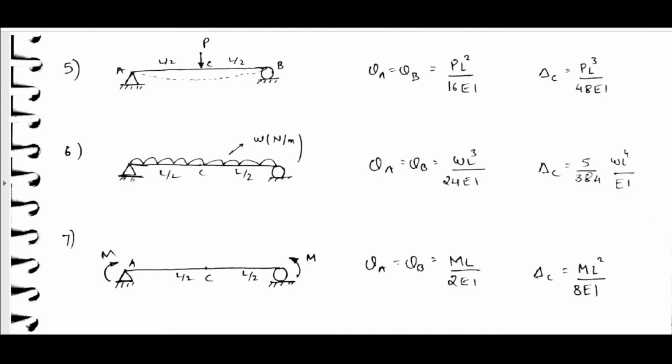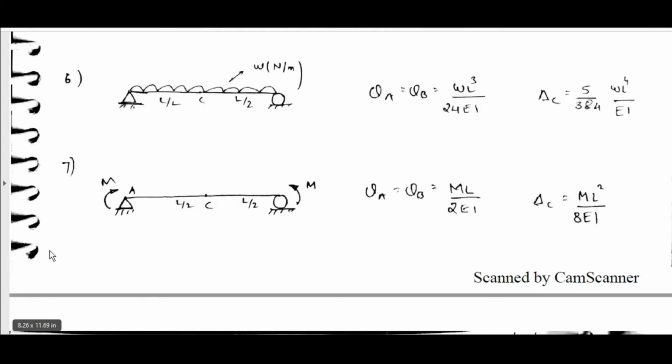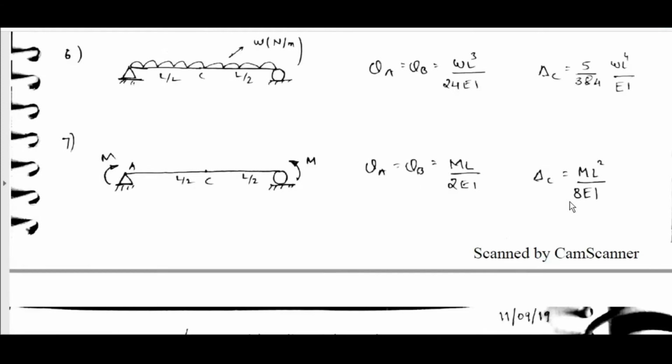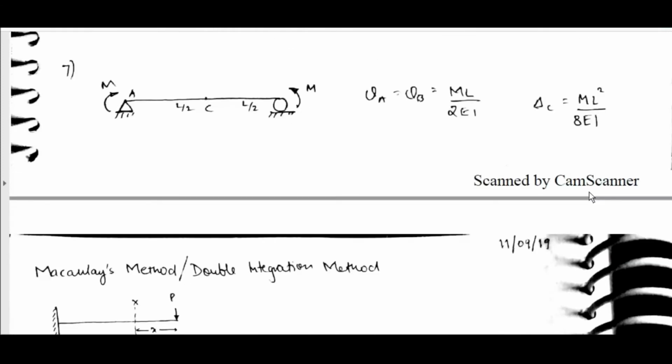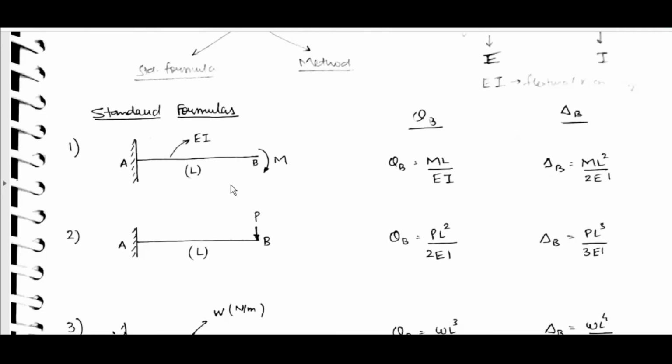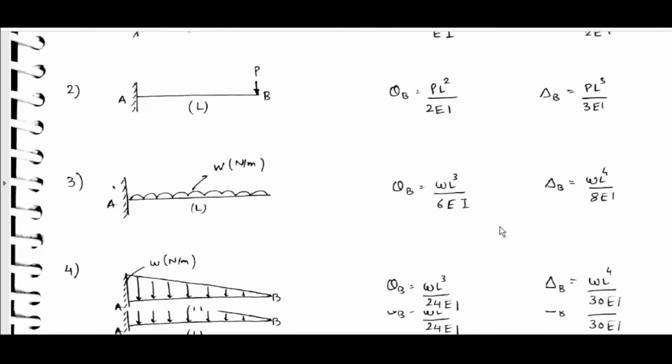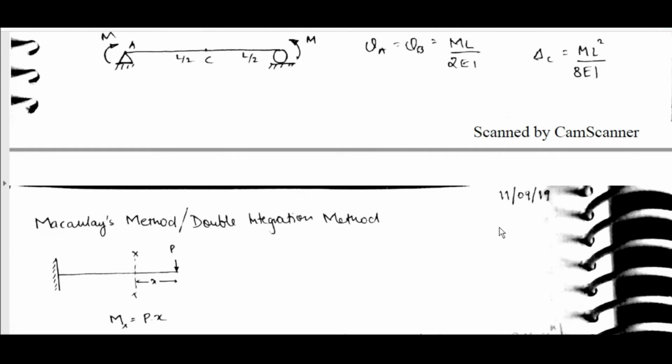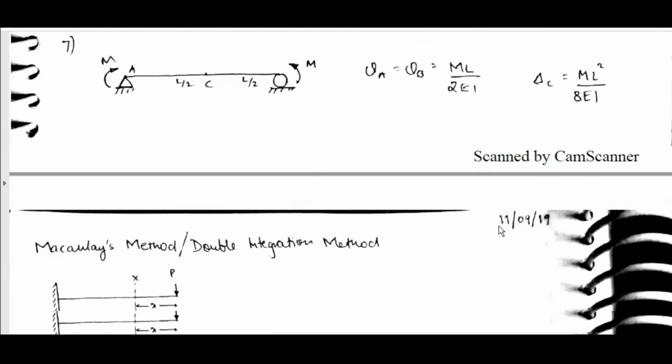This is previous year GATE question. Moment M applied on both sides, theta A is equal to theta B is equal to ML by 2EI, delta C is equal to ML square by 8EI. These are better to be remembered. Everything you can calculate even later by formulas, but these are better to be remembered.